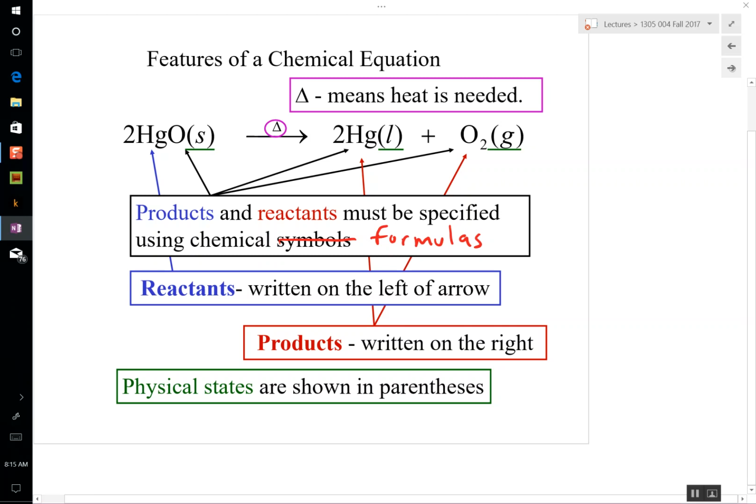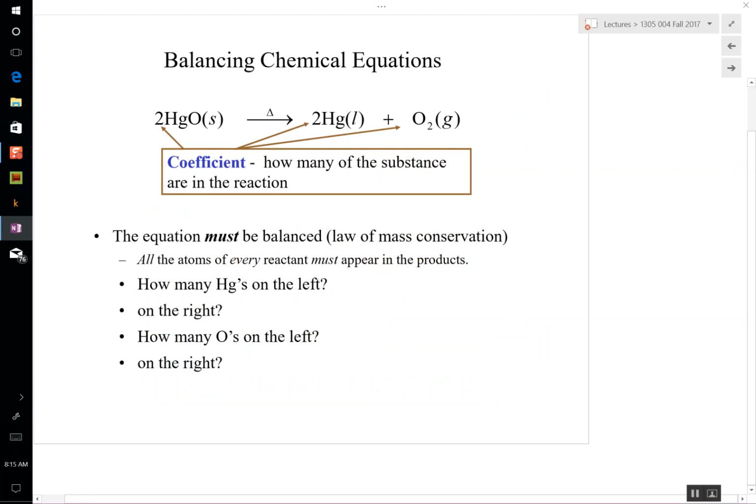We'll talk more about energy in chapter 7. And then coefficients. Coefficients are used to balance the equation after you have the right formulas. And we read it as 2 moles of mercury 2 oxide produces 2 moles of mercury and 1 mole of O2. Oxygen is O2, so 1 mole of it. And it's a balanced equation. We got 2 mercuries and 2 oxygens on both sides of that equation.